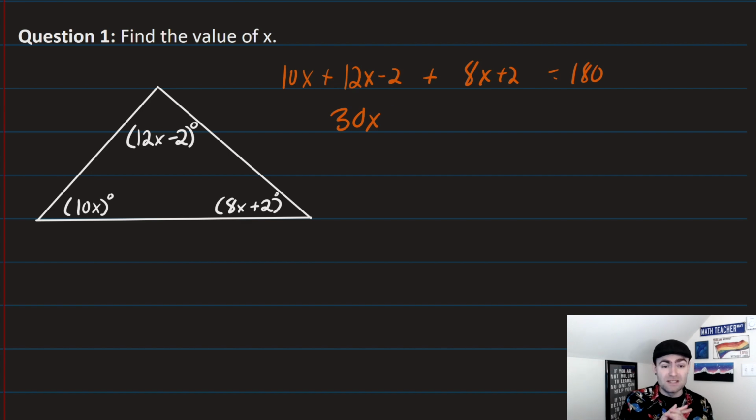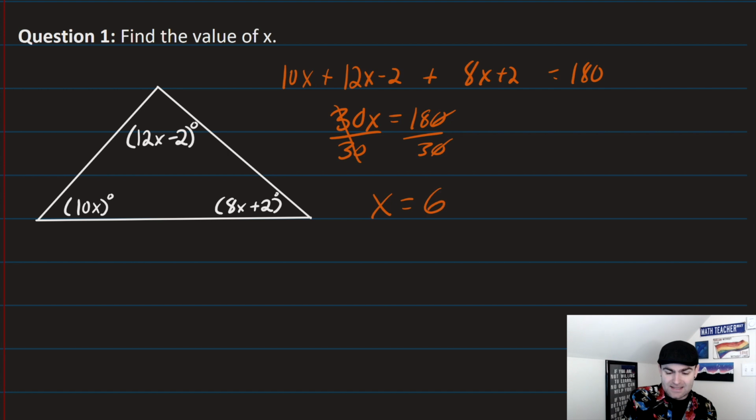Those would cancel out to be 0, so we're just left with a 30x on the left and 180 on the right. Then we would divide both sides by 30. And we can see that 18 over 3 is 6. So, not too bad, hopefully.